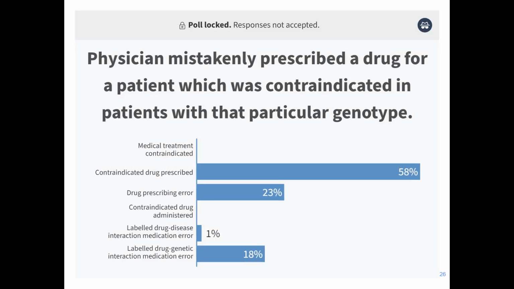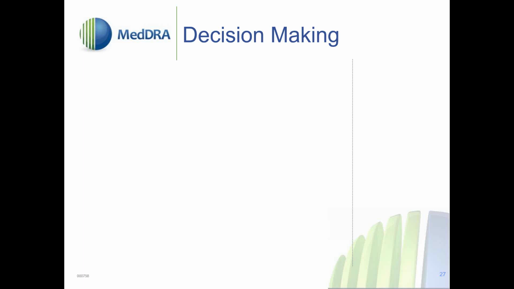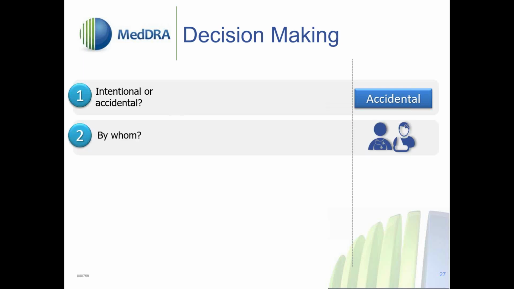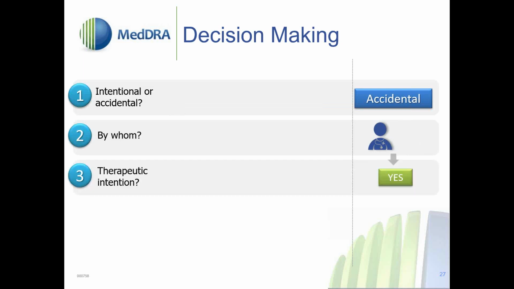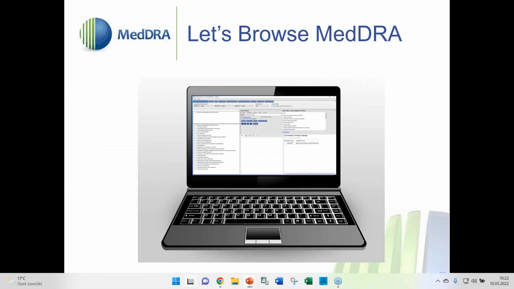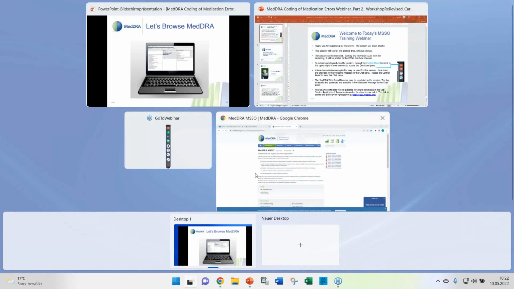Let me close this and first look into our decision chart. So what do we have here? Physician mistakenly prescribed a drug for a patient which was contraindicated in patients with this particular genotype. So it was accidental, it was caused by the physician, it was in the context of therapeutic use of this drug, so it has to be classified as a medication error. Now let us check in the browser for our suggested LLTs.